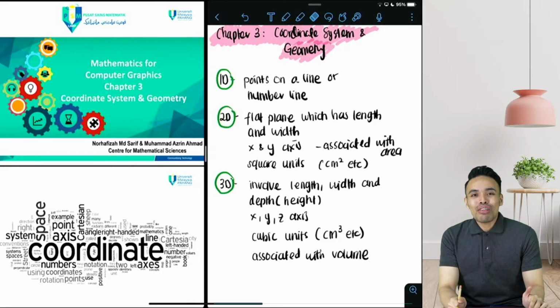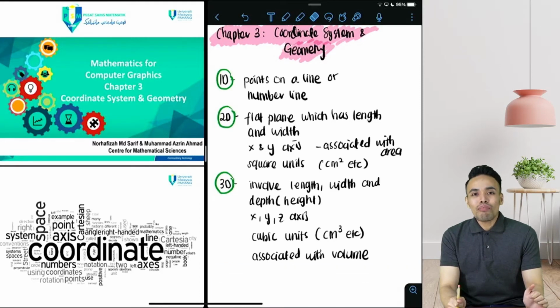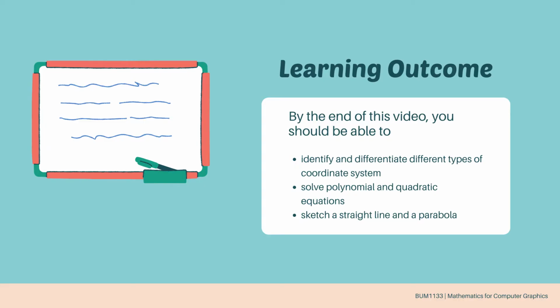My name is Dr. Muhammad Azrin, and right now we will discuss chapter 3, which is coordinate system and geometry. By the end of this video, you should be able to define coordinate system and also discuss linear equation and also quadratic equation in two-dimensional coordinate system.